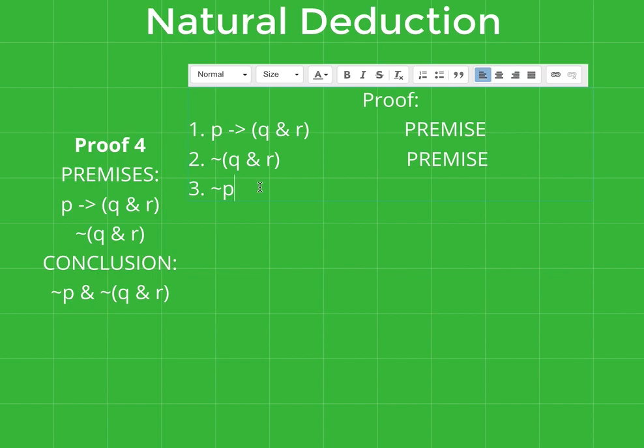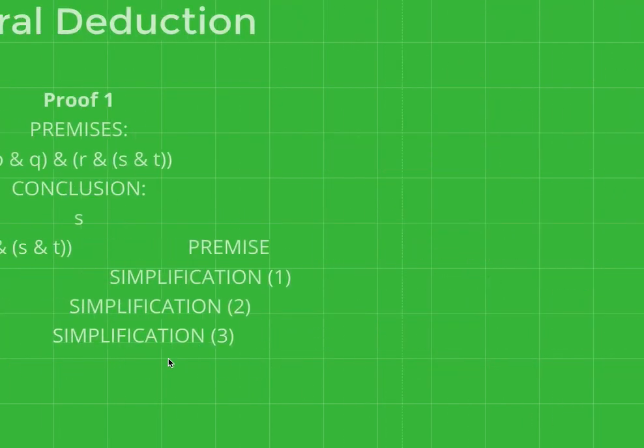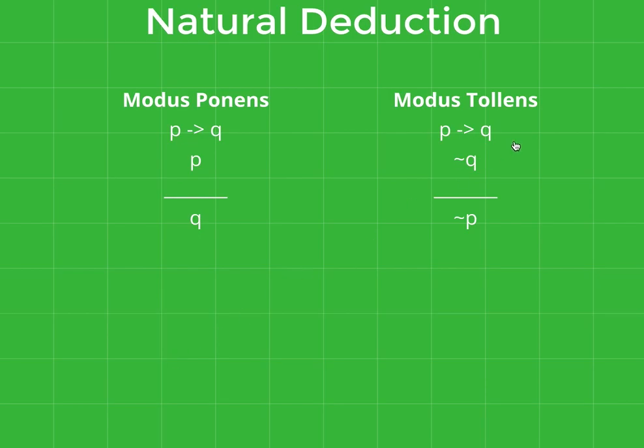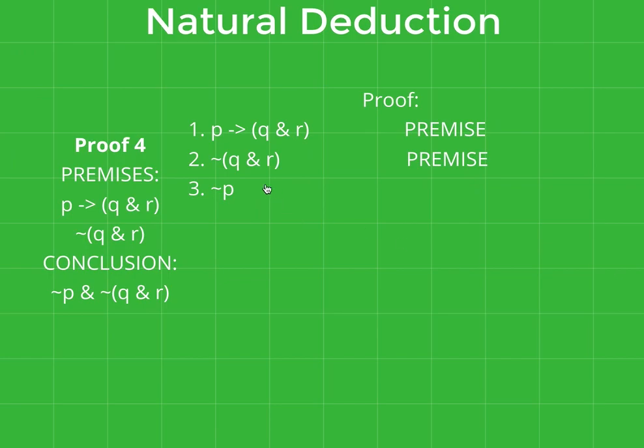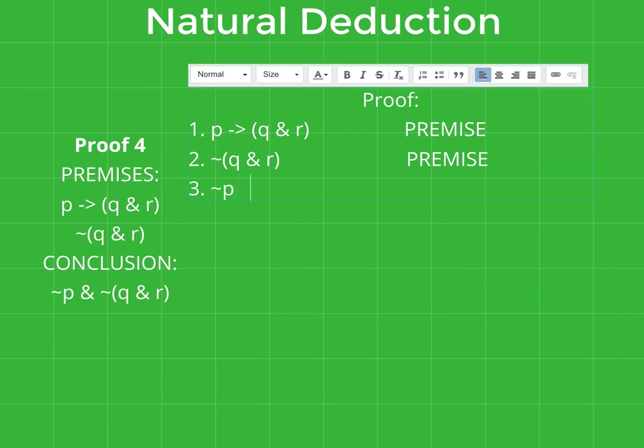So just to refresh your memory, with modus tollens, if you have a conditional and the negation of the consequent, then you get to infer the negation of the antecedent. So similarly, we have a conditional, the negation of the consequent, so we infer the negation of the antecedent.